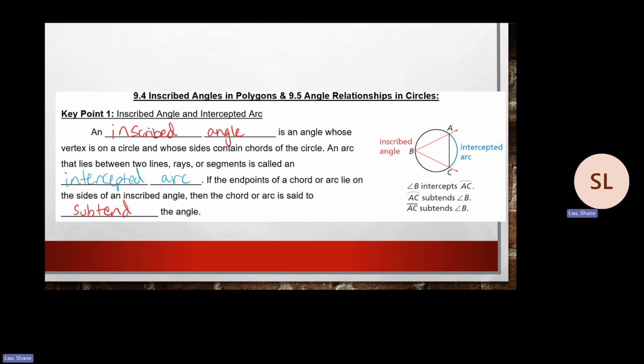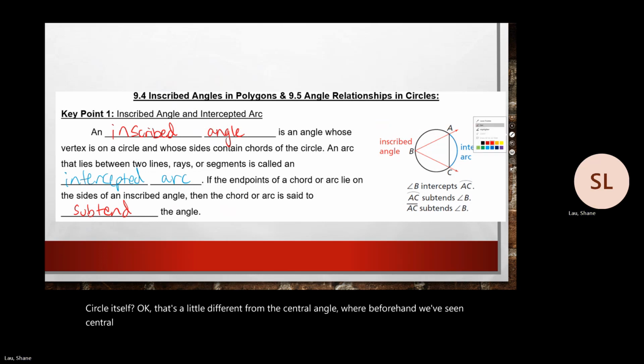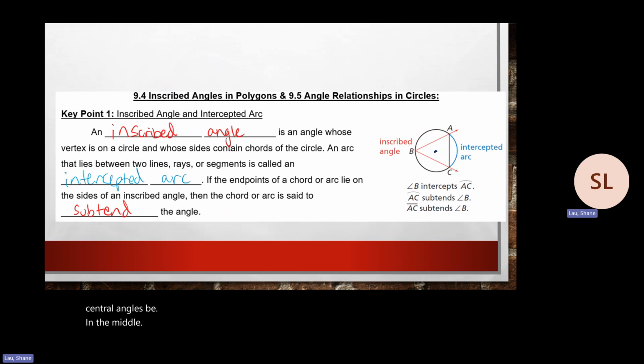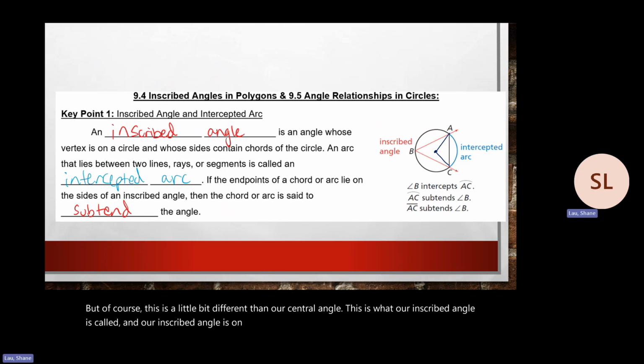And so we learned some new vocabulary, right? The first one being inscribed angle. And the inscribed angle is always on the circle itself. That's a little different from the central angle, where beforehand we've seen central angles be in the middle. Say that this was our center, and this would be an example of our central angle. But this is a little bit different. This is what our inscribed angle is called, and our inscribed angle is on the actual circle itself.